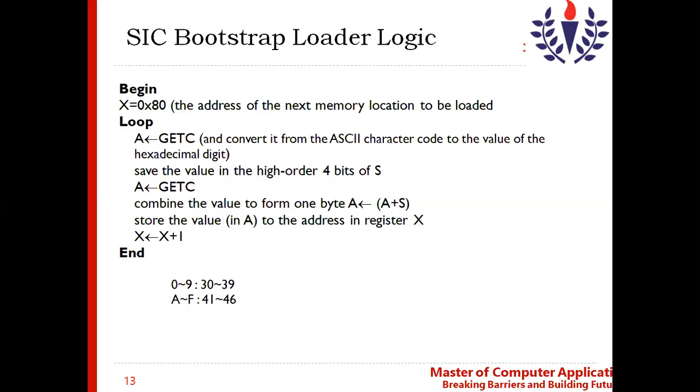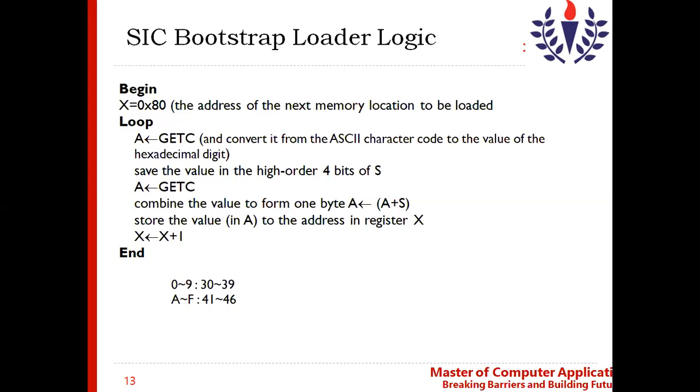The accumulator can hold 20 bits of storage. So we store the value in A, whatever value is there in A, to the address mentioned in X. X has already been assigned 0x80, so in that location the value will be stored. Now the X value has to be increased, so it goes to the next byte.